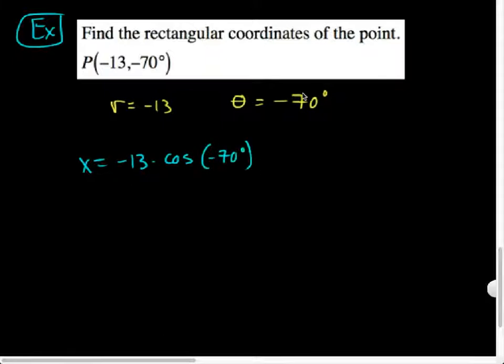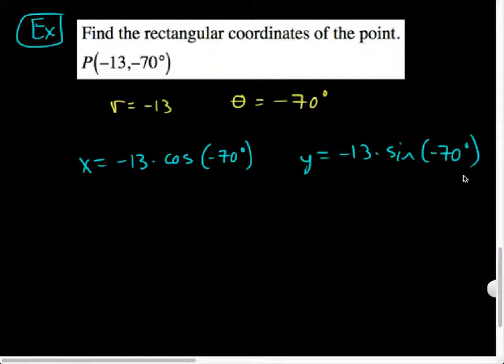So let's see, it says find the rectangular coordinates of the point. Same idea. I've got my r, negative 13. I've got my thetas. Negative 13, negative 70 degrees. So x is going to equal negative 13 times cosine of negative 70 degrees. And y is going to equal negative 13 times the sine of negative 70 degrees.